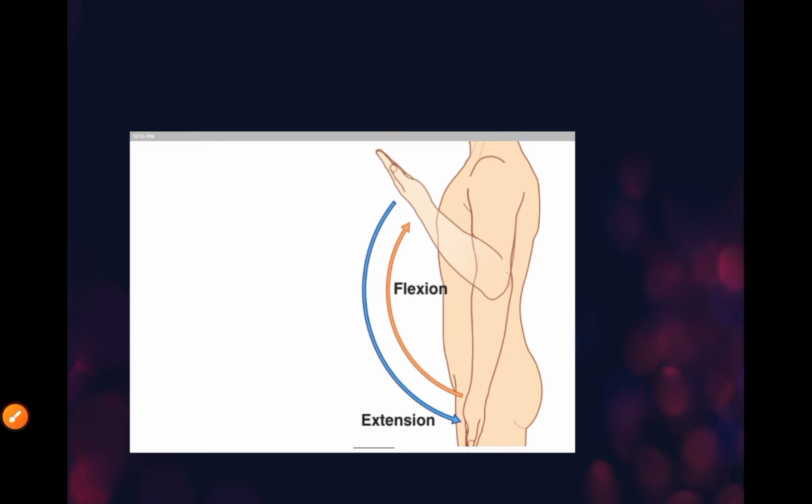Flexion and extension. In extension, you are increasing the angle. In flexion, you are decreasing the angle. Now take a look at this. This is extension, and this is what? Flexion. We are decreasing the angle. How? I'll explain that later. Let's start with anatomical terminologies.